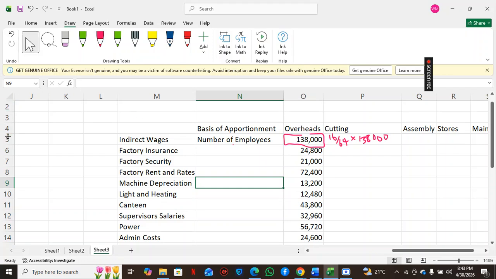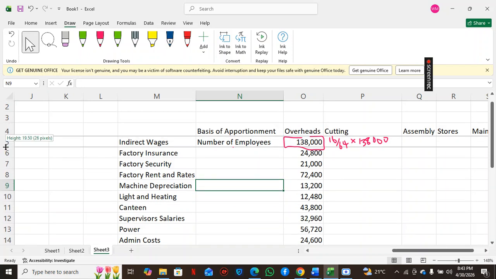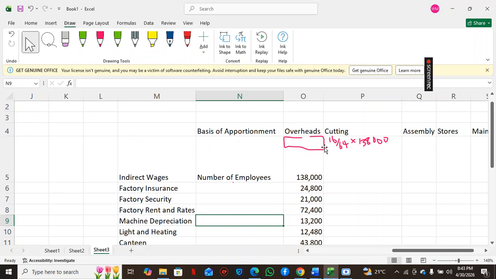For those with calculators, 16 over 64 multiplied by 138,000. The answer is about 34,000.